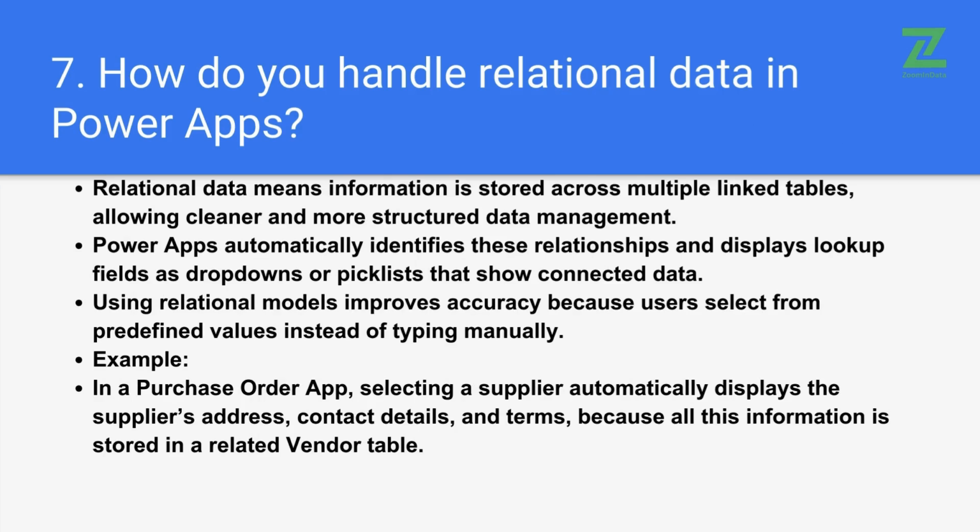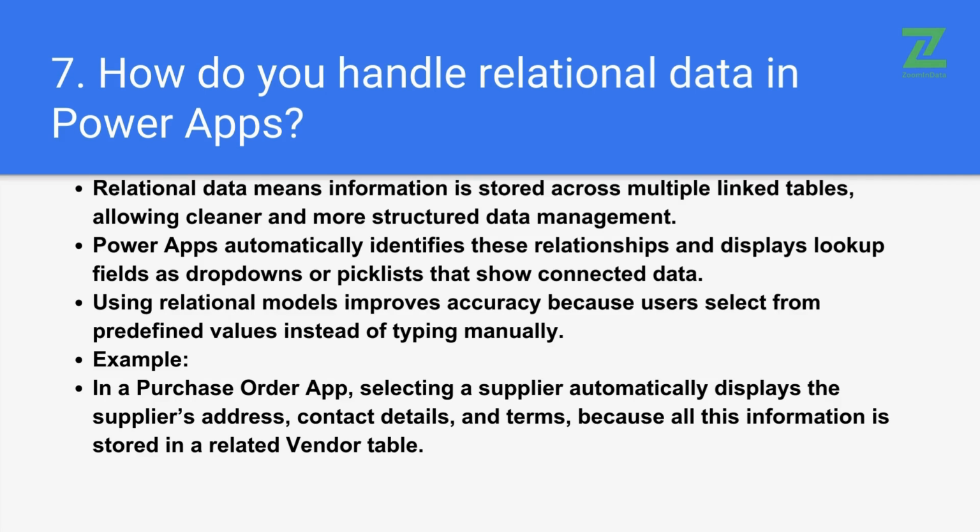How do you handle relational data in Power Apps? Relational data means information is stored across multiple linked tables, allowing cleaner and more structured data management. Power Apps automatically identifies these relationships and displays lookup fields as drop-downs or pick lists that show connected data. Using relational models improves accuracy because users select from predefined values instead of typing manually.